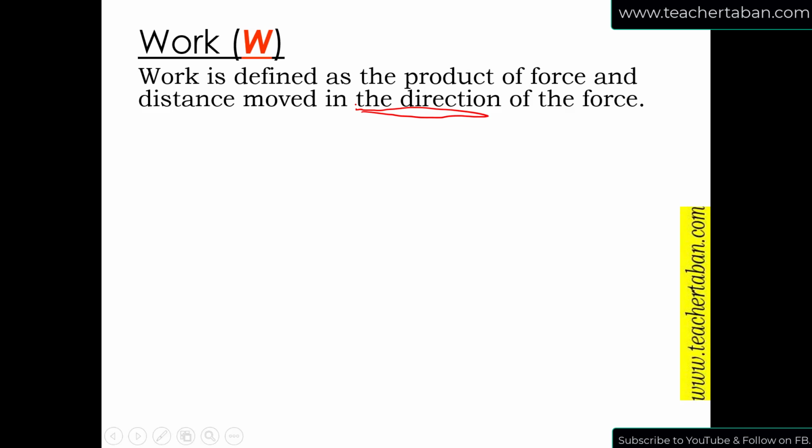And you can even try to recall about moments. They have the same equation, force times distance, but what separates them is the distance moved. In work done, it is in the direction of the force, and then in moment, it's the perpendicular distance. That's why we need to pay more attention to the direction.